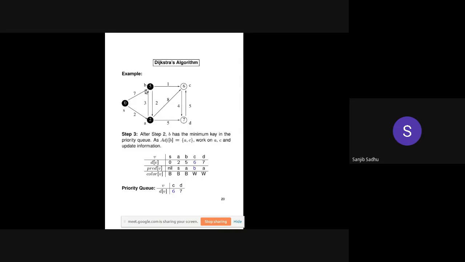See here, 2 plus 3 value was 5 for B. So 5 plus 1, 6. So it is updated to 6. Is it clear now? Yes, sir. And then I am updating the preceding vertex also, B. And you check which one is the minimum among these two. C is the minimum. So next I will choose C. And in this way, I am updating. Priority queue becomes empty, so we are done.